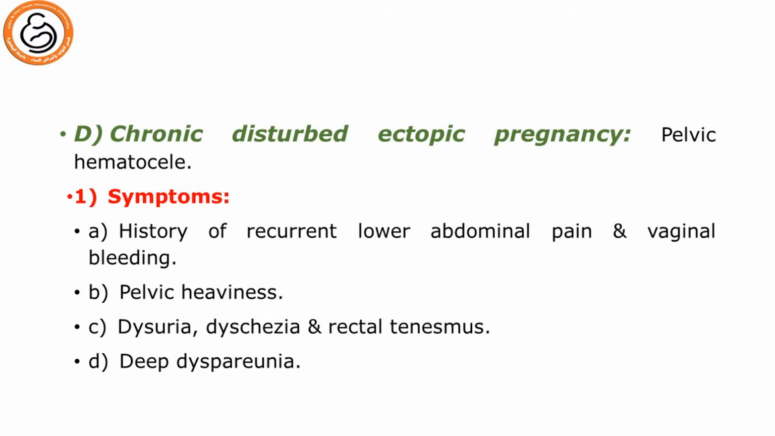Chronic disturbed ectopic pregnancy with pelvic hematocele. There is history of recurrent lower abdominal pain and vaginal bleeding, usually undiagnosed or unnoticed, followed by pelvic heaviness with symptoms of pelvic congestion, dysuria, dyschezia, rectal tenesmus, and there will be deep dyspareunia.